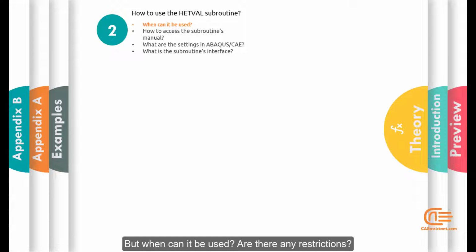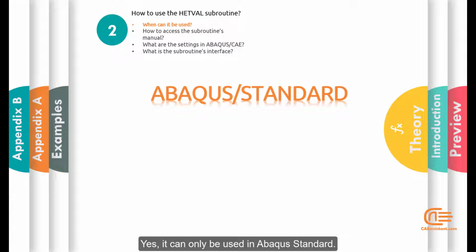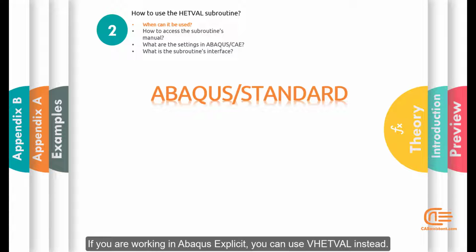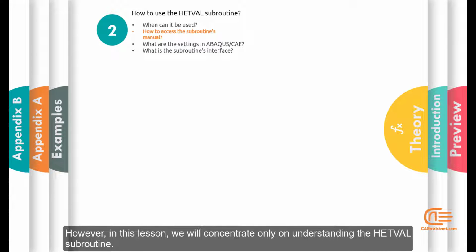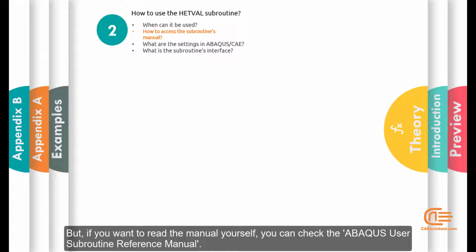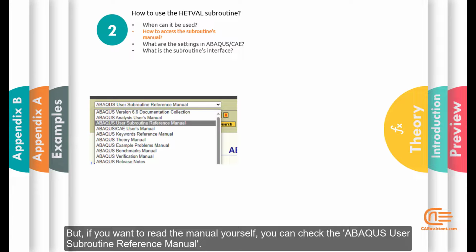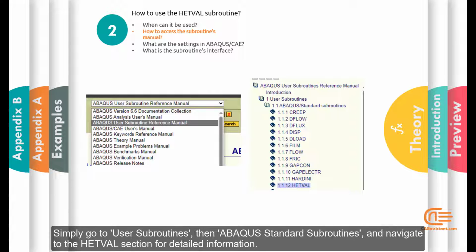But when can it be used? Are there any restrictions? Yes, it can only be used in Abaqus Standard. If you are working in Abaqus Explicit, you can use the VHETVAL instead. However, in this lesson, we will concentrate only on understanding the HETVAL subroutine. But if you want to read the manual yourself, you can check the Abaqus User Subroutine Reference Manual. Simply go to the User Subroutine, then Abaqus Standard Subroutines, and navigate to the HETVAL section for detailed information.